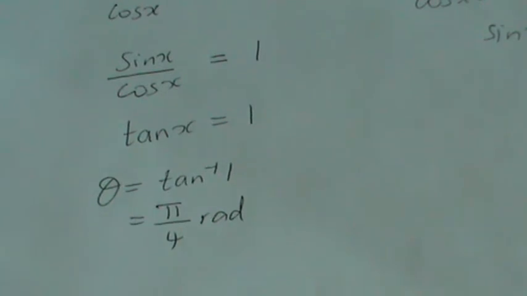Okay, so now that I have my reference angle, I need to look at my quadrants. So this here, tan x is equal to 1. 1 is a positive number. That means I need to look for the quadrants where tan is positive. Tan is positive in the first quadrant. All of them are positive there. And tan is positive in the third quadrant. Only tan is positive in that quadrant.